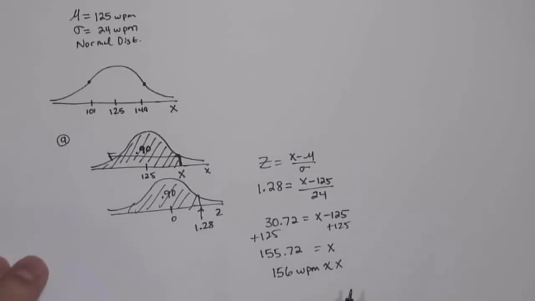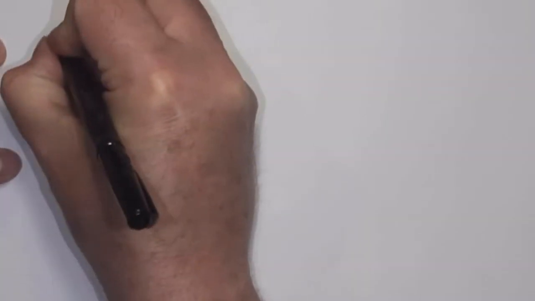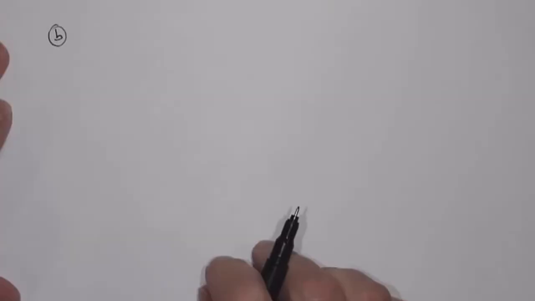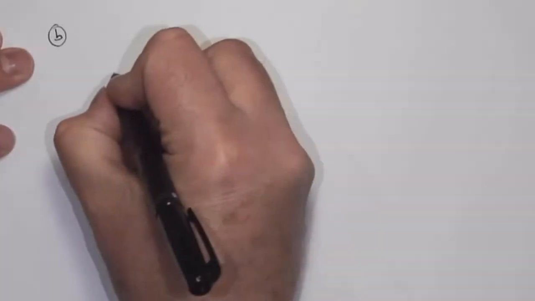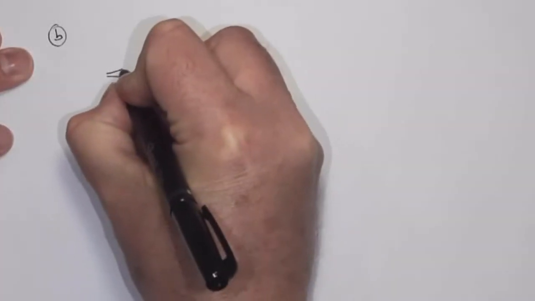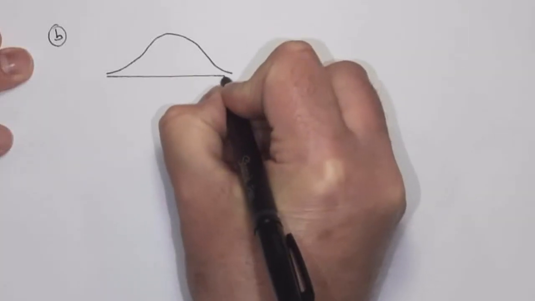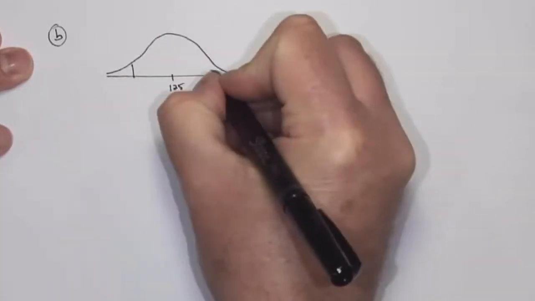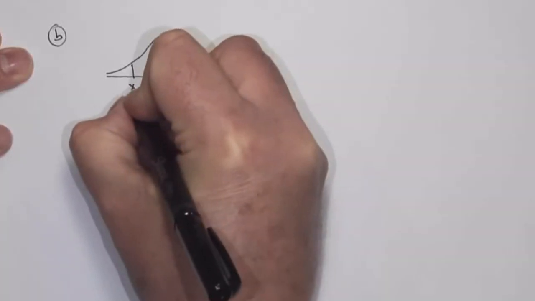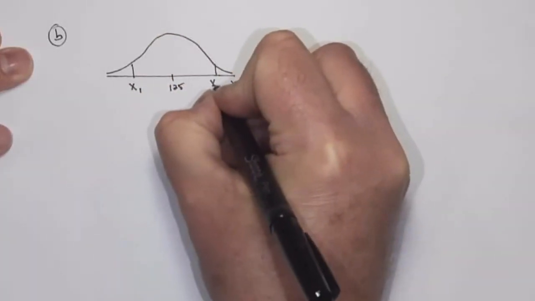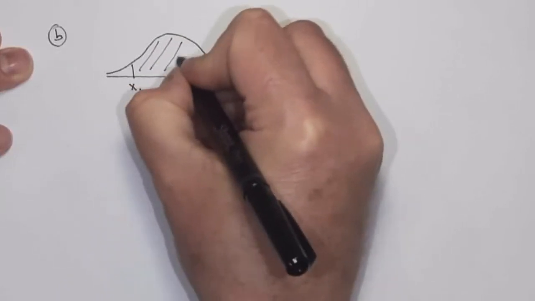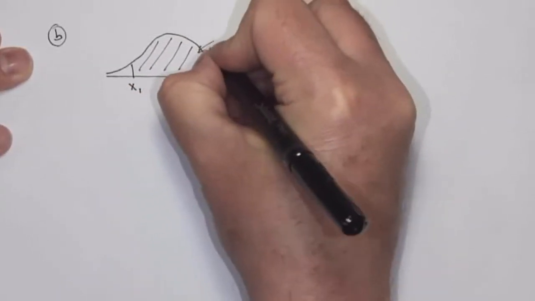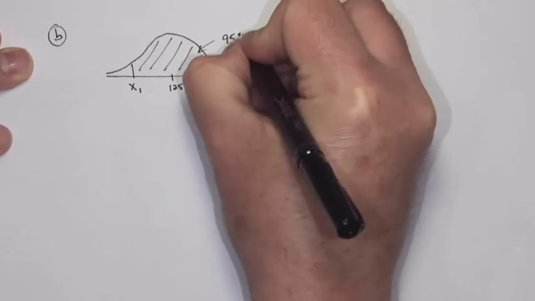Now let's look at part B, and let's look at it on a separate sheet. So in part B, we want to find the cutoffs for the middle 95%. So again, here is our normal model. 125 is here in the middle, and so we want to find two values. Here's one value, here's another value, so that the area in the middle is 95%.